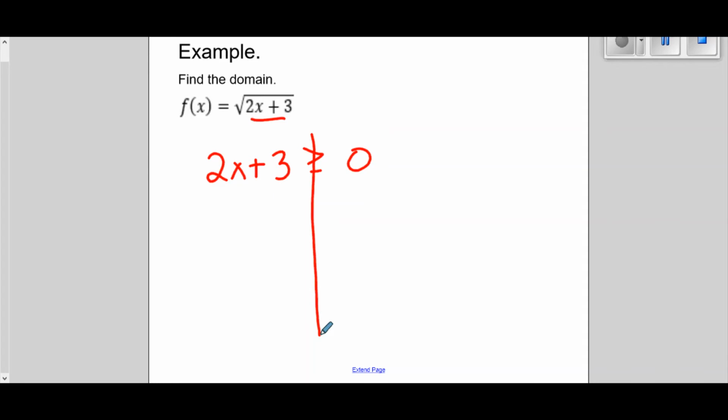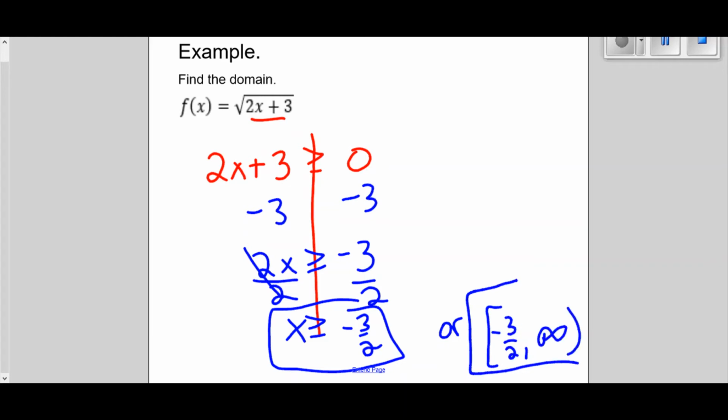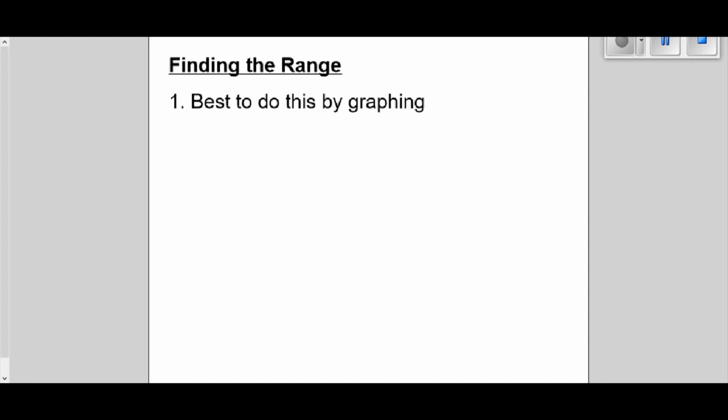So I'm going to draw the line. I'll get rid of the 3. This gets me 2x is greater than or equal to negative 3. And then divide both sides by 2. So I get x is greater than or equal to negative 3 halves. So my domain is x is greater than or equal to negative 3 halves. If we want to write that in interval notation, this means all my x's are larger than negative 3 halves, so I could write negative 3 halves to infinity. Either notation is fine. For the range, we are just going to use graphing to find the range. So now let's look at some examples.